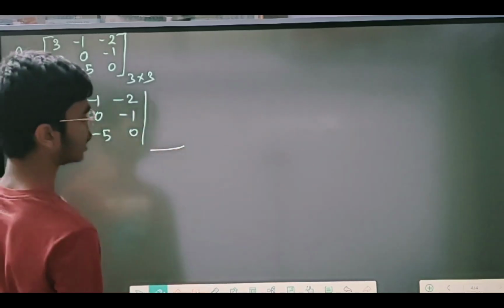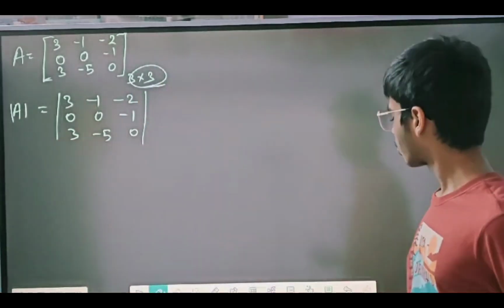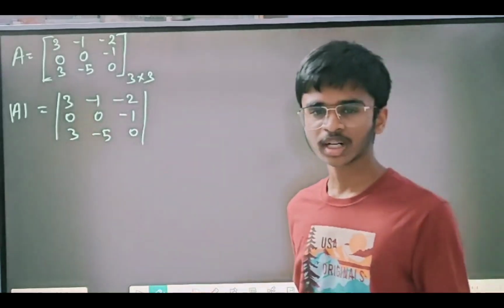And here you need not write the order. What is order? The representation of how many rows and columns there are, that is what we call order, and that order you need not represent in a determinant.